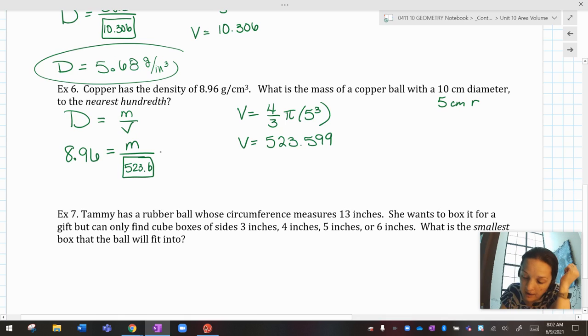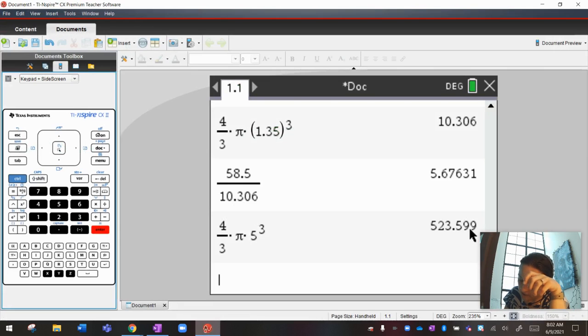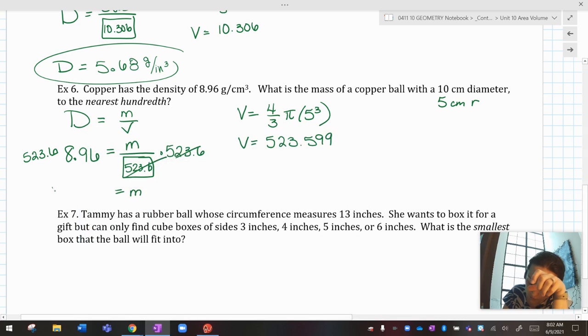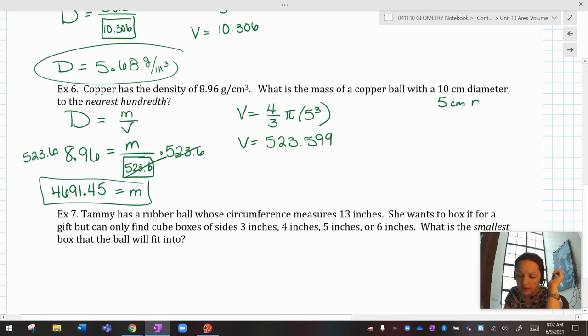If I want to find my mass, I need to multiply both sides by 523.6. I'm just writing the 0.6, but I'm actually going to use all the digits when I type it out anyway. So my mass is that answer times 8.96, and I get 4691.45. And so my mass is 4,691.45 grams, or 4.7 kilograms.